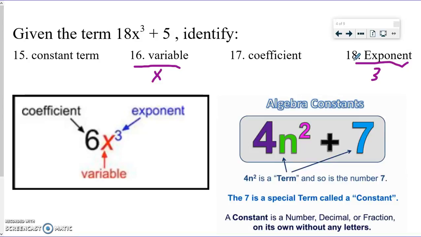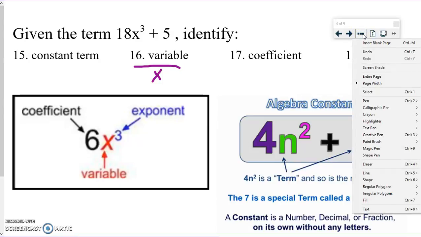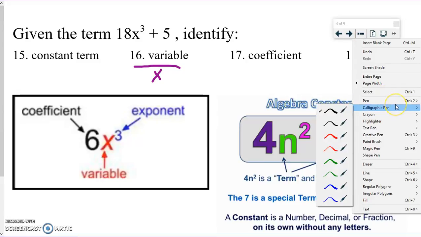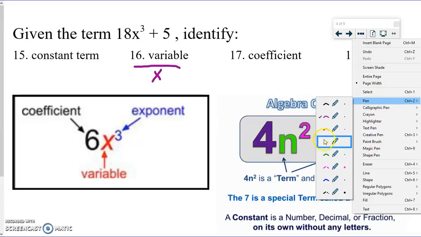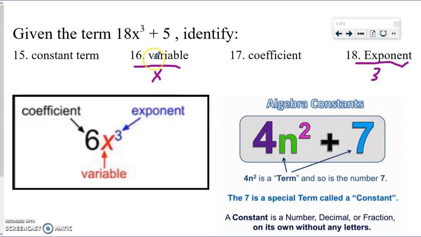But if we think about what the word variable means, it changes. Because it's a letter, we know that we can have different values for a variable, so that can change. So if you think about what constant term means, constant means it doesn't change. That means there's no variable. So the constant term here is actually 5. The constant term is a term without the variable, because that number is not going to change because it has no variable with it.